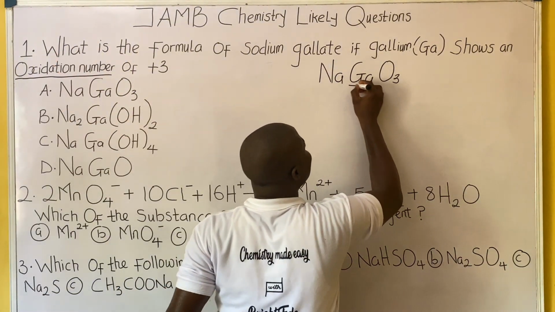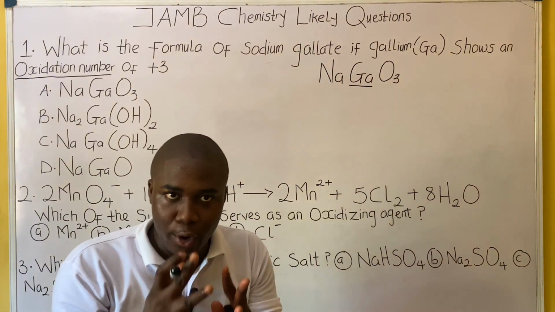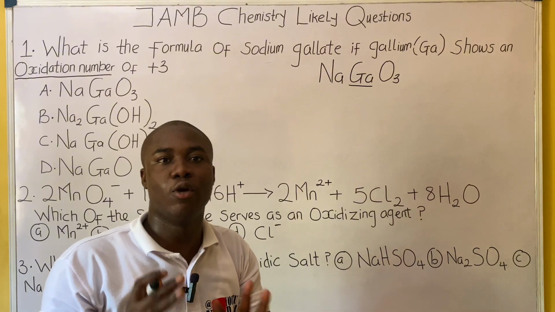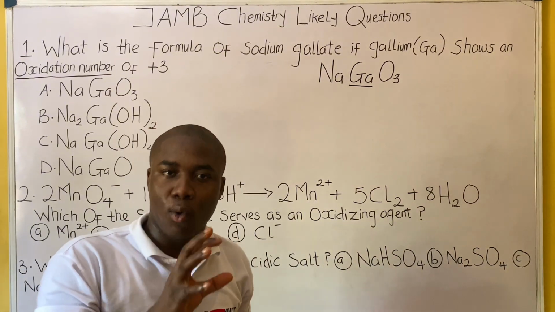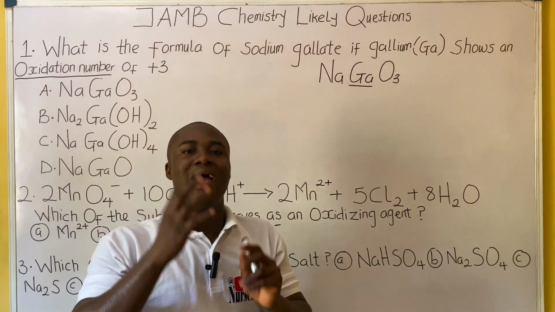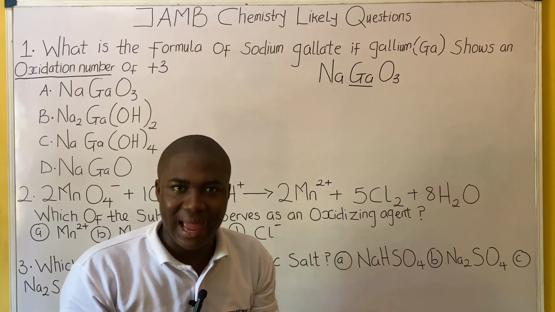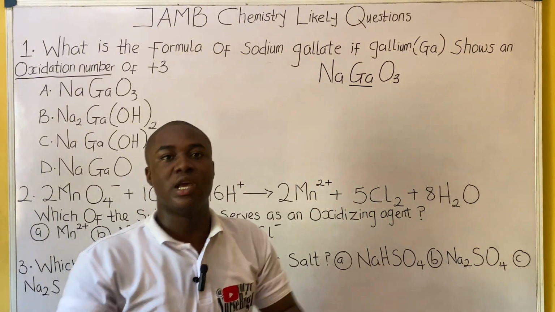We are interested in understanding how gallium is in all of the compound. So, I've underlined gallium, Ga, here. What we are trying to do here is simply to calculate the oxidation number of gallium in this compound. I believe you just saw sodium, because in all my explanation, I did not talk about sodium. But it's simple. Listen carefully.